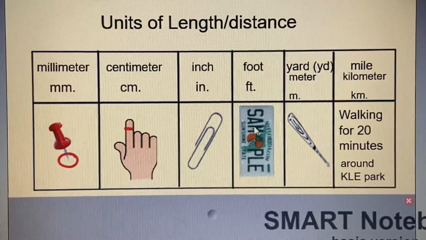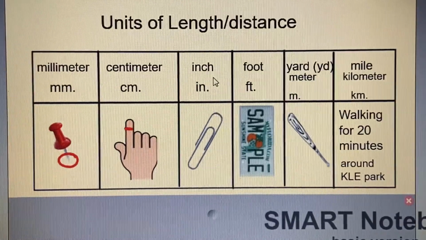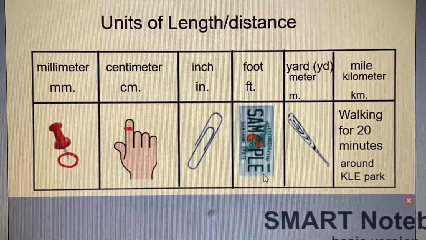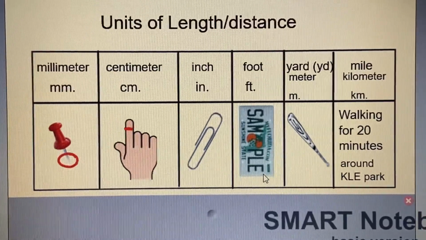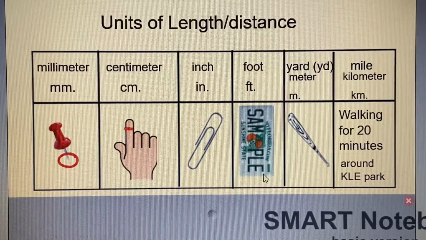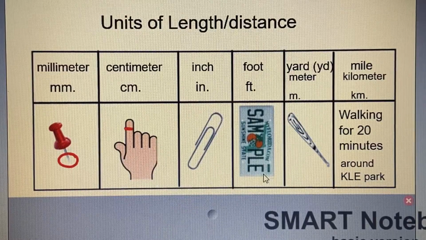Bigger than an inch, we've got a foot. Most of us know that 1 foot has 12 inches. That's our next lesson, by the way. 1 foot is about the size of a regular license plate on the car. I know that we've mentioned it a few times in the classroom. The floor tiles in our classroom are 1 foot squares.